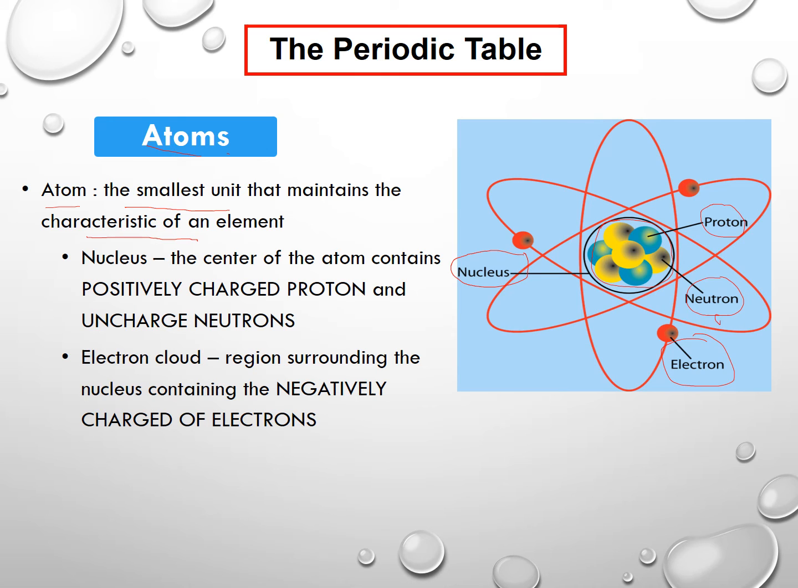Okay, so ini zero charge. This is the positive charge. So in the outer cloud of the nucleus, kita ada electron. Okay, so this electron is a negative charge.